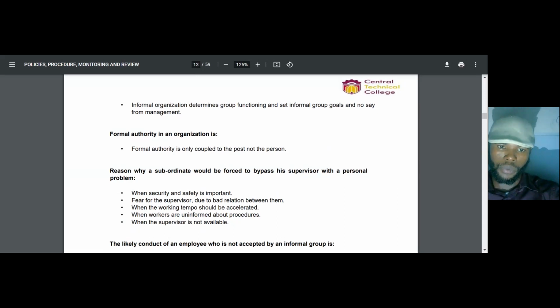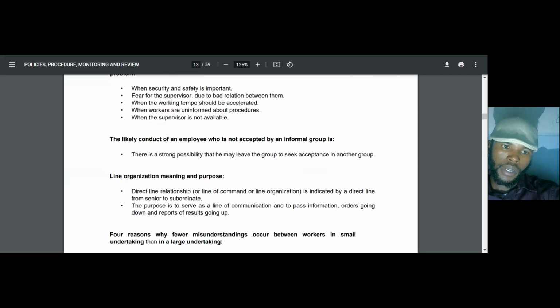Those are the reasons why a subordinate will be forced to bypass his supervisor with a personal problem. The likely conduct of an employee who is not accepted by an informal group: there is a strong possibility that he may leave the group to seek acceptance in another group. Now, line organization, meaning and purpose.